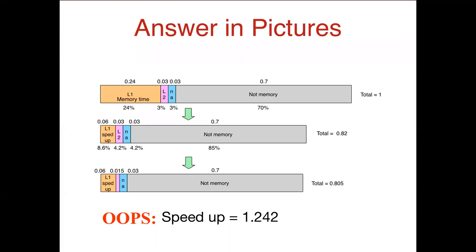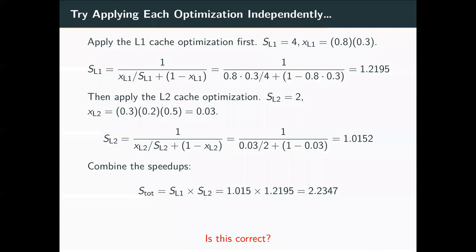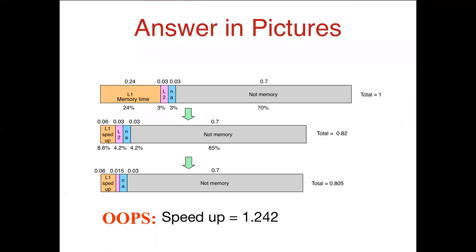So again, 1 over 0.805 is how we get this number, which definitely is not equal to whatever I have over here, but ignore that, this is a 2, say it's a 1. 1.23 is not equal to 1.24. So what happened?